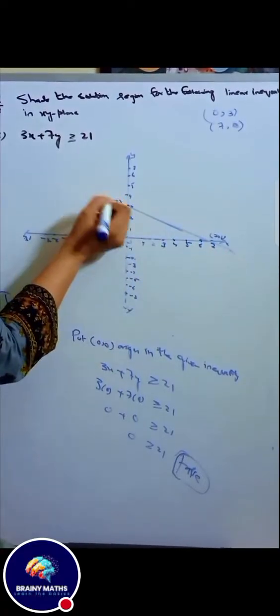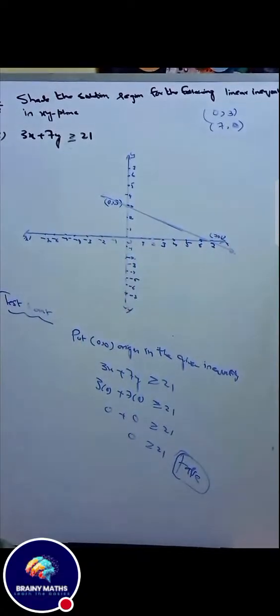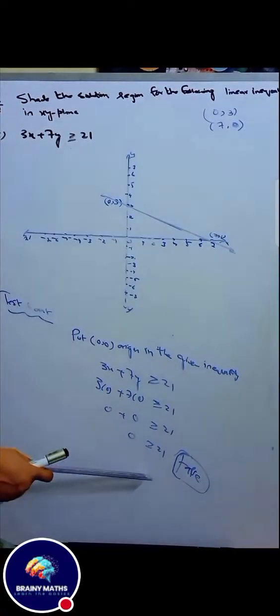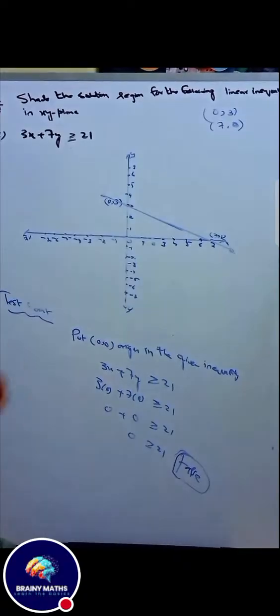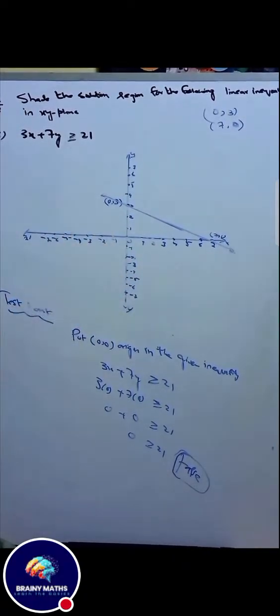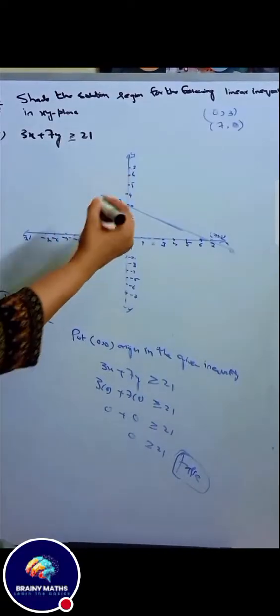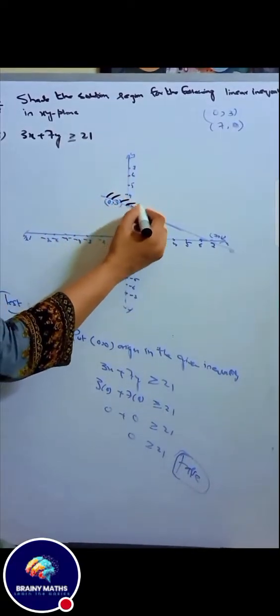No, arrows must. Now, next step is, as you can see, the answer is false. With the particular origin (0, 0) in the given inequality, the answer we get is false. So whenever the condition is false, you have to shade the area away from the origin. Towards the origin was downside. Away from the origin must be like that. You have to shade like that.